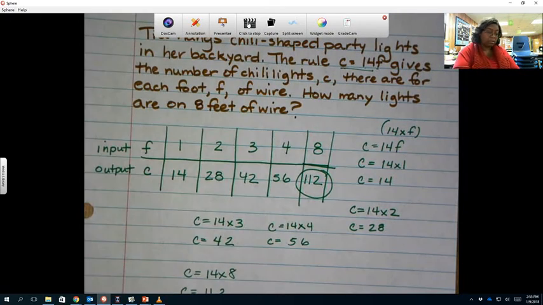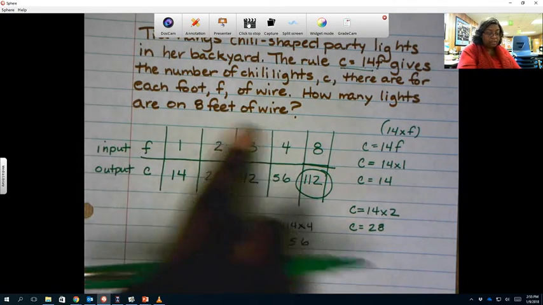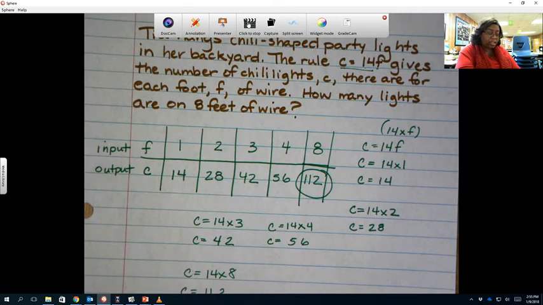112. So I'm still going to make an input-output table. Even though they didn't give me one, I'm still going to make one to find my answer.